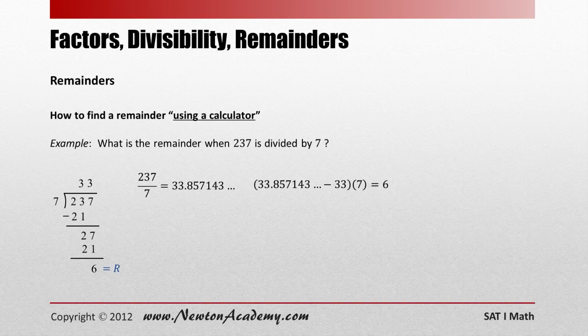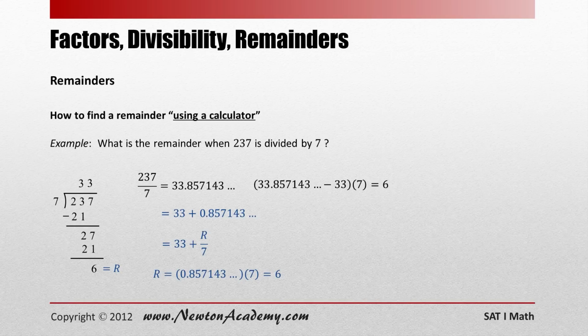Okay, let me explain why it works this way. This 33.857143 can be written as 33 plus 0.857143. At the same time, 237 divided by 7 can be written as 33 plus the remainder over 7, as you can see in the long division. That means r over 7 must be equal to 0.857143 and so on. So to get r, which is the remainder, you just multiply this decimal by 7. Now, do you understand why it works?